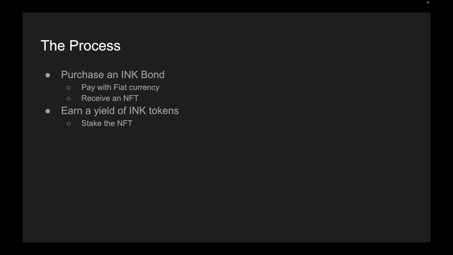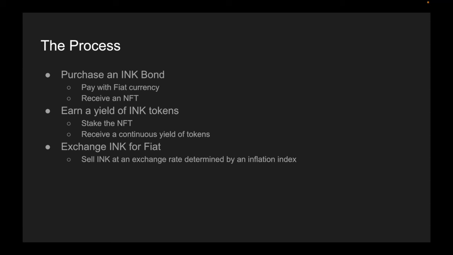So the process that a user would go through is they would purchase an INK bond, they would pay for this with fiat currency, and then they would receive an NFT. They can then earn a yield of INK tokens by staking that NFT and receiving a continuous yield of tokens. And then they can exchange that INK back for fiat currency, and the exchange rate is going to be determined by an inflation index. And this way they can get back to fiat if they ever want to, and this amount will have accounted for the change in its value due to inflation.